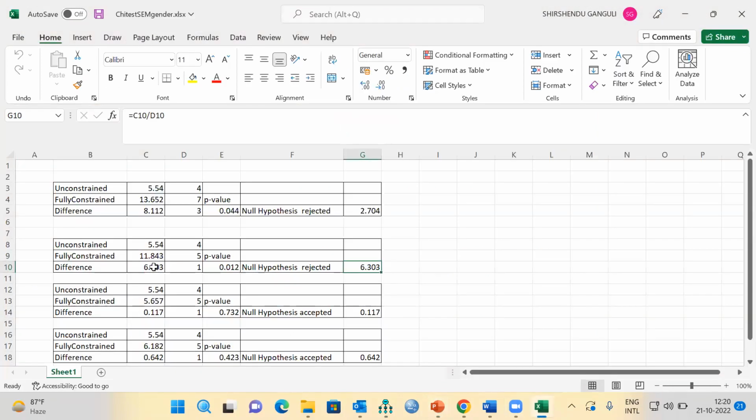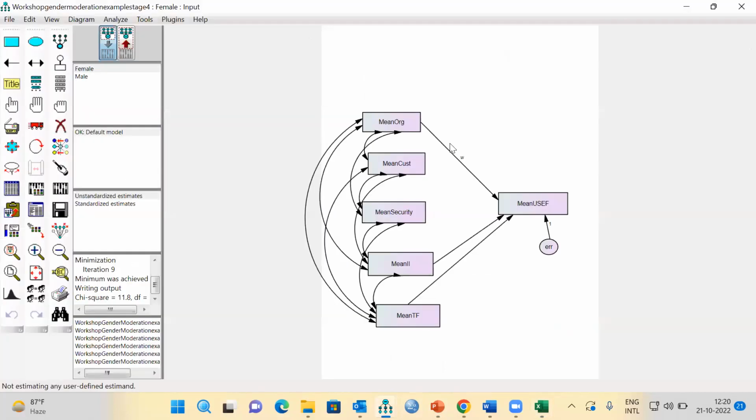The difference in chi-square is this, and the difference in degrees of freedom is this. So the difference in chi-square by the difference in degrees of freedom is this. The p-value corresponding to that is this. That means it is significant, so the null hypothesis is rejected. Since it is rejected and significant, that means for this path, the moderation effect is there. Okay, sir.